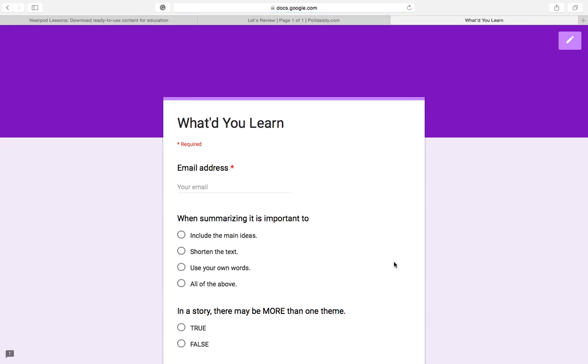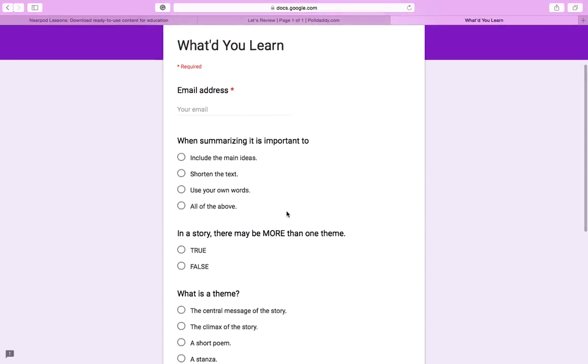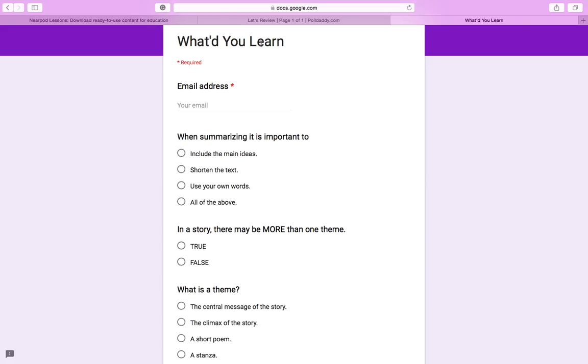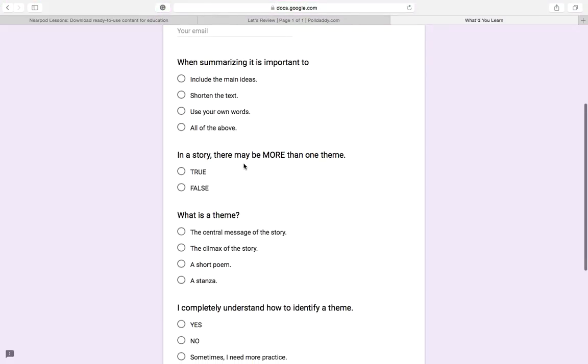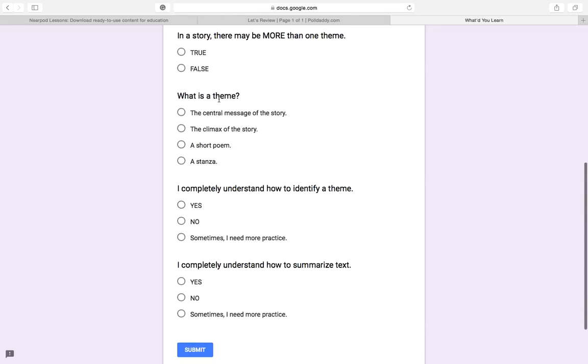And as I mentioned previously, they would already have their Chromebook out, and they would be familiar with this as well. So the top just says, what'd you learn? And the first question, when summarizing, it is important to, and then there's options here. Of course, it's all of the above. So in a story, there may be more than one theme, and that's just something I thought was important to include because students may find that difficult to understand. So I thought it would be good to reiterate that there may indeed be more than one theme. And then, of course, what is a theme?